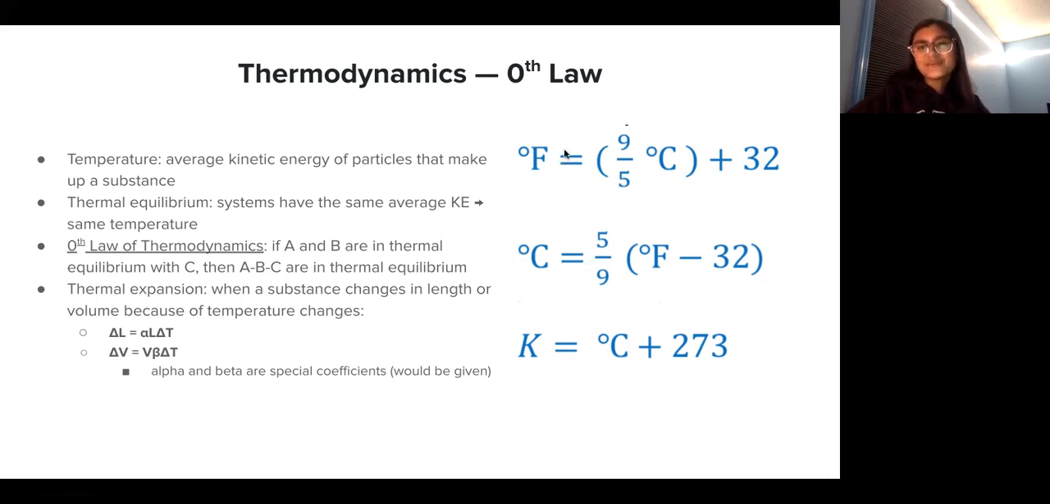Obviously for these two, you only really need to memorize one because you can just plug in the one that you need. But yeah, definitely know how to convert between Fahrenheit, Celsius, and Kelvin.